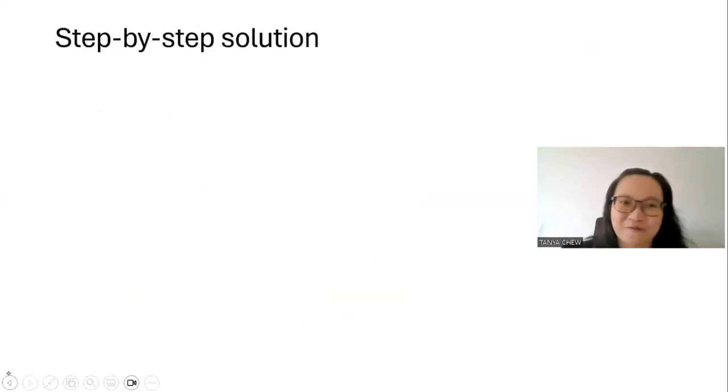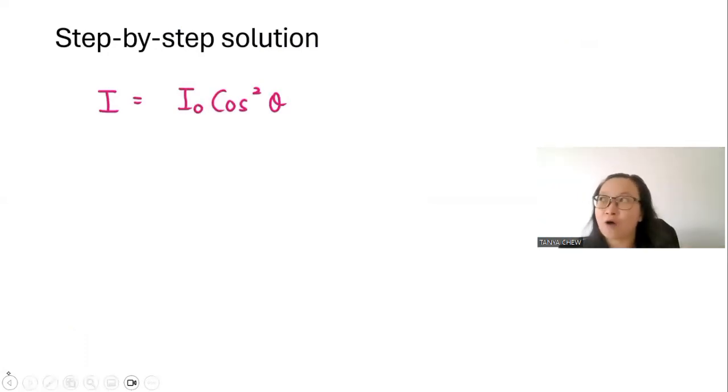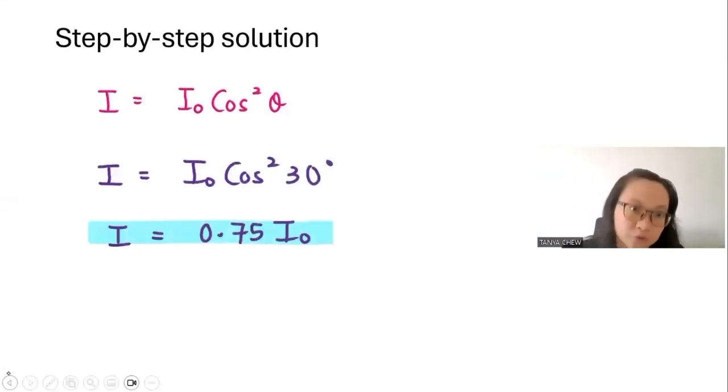I am also going to give you a step-by-step solution here. Recall this equation: I equals I naught cos squared theta. This is Malus's law. Theta is given as 30, so I first find the transmitted wave from the first filter. I is equal to 0.75 I naught.